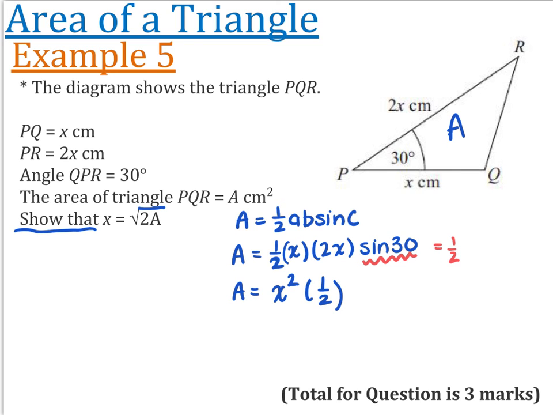All right, so now we're trying to get x all by itself. So I'm going to multiply both sides by 2. So I end up with 2a is equal to x squared. And if I want to get x by itself, I can take the square root. So x is equal to the square root of 2a. Isn't that beautiful? It's just a nice little 3-mark question.